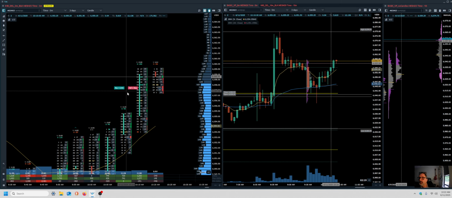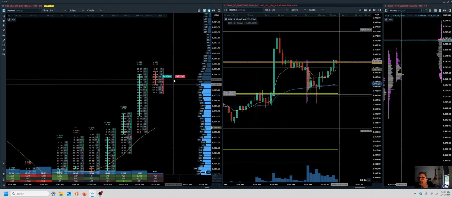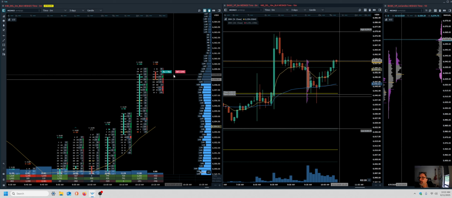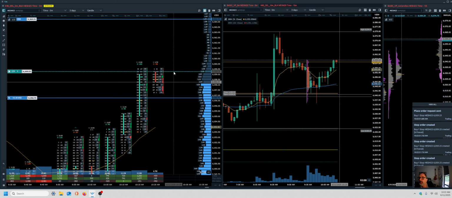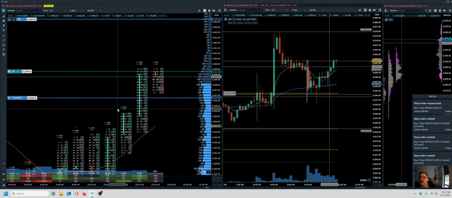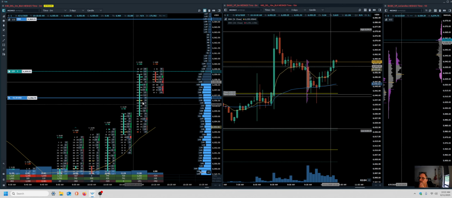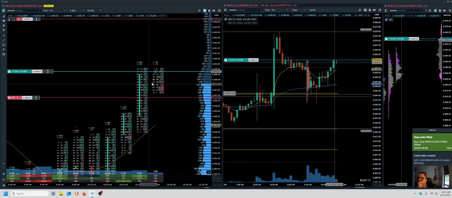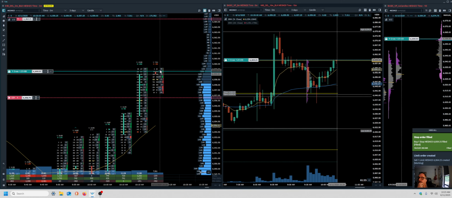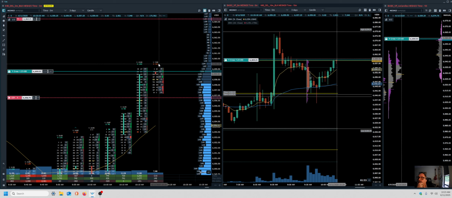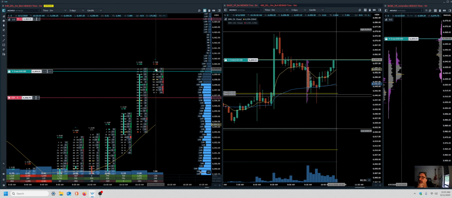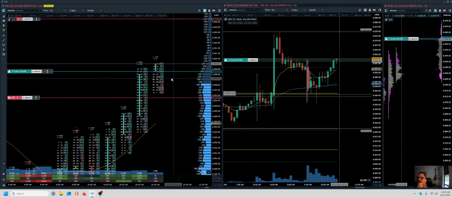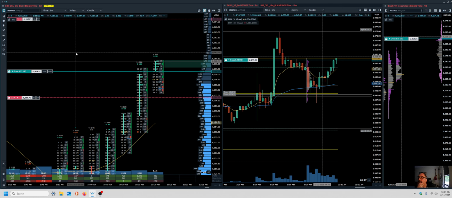I'm looking for traps. Right here is the tell. So I'm going to go long right here. I'll keep my stop where it is. Take a look at the delta. The delta's getting less negative. It's starting to push up now.